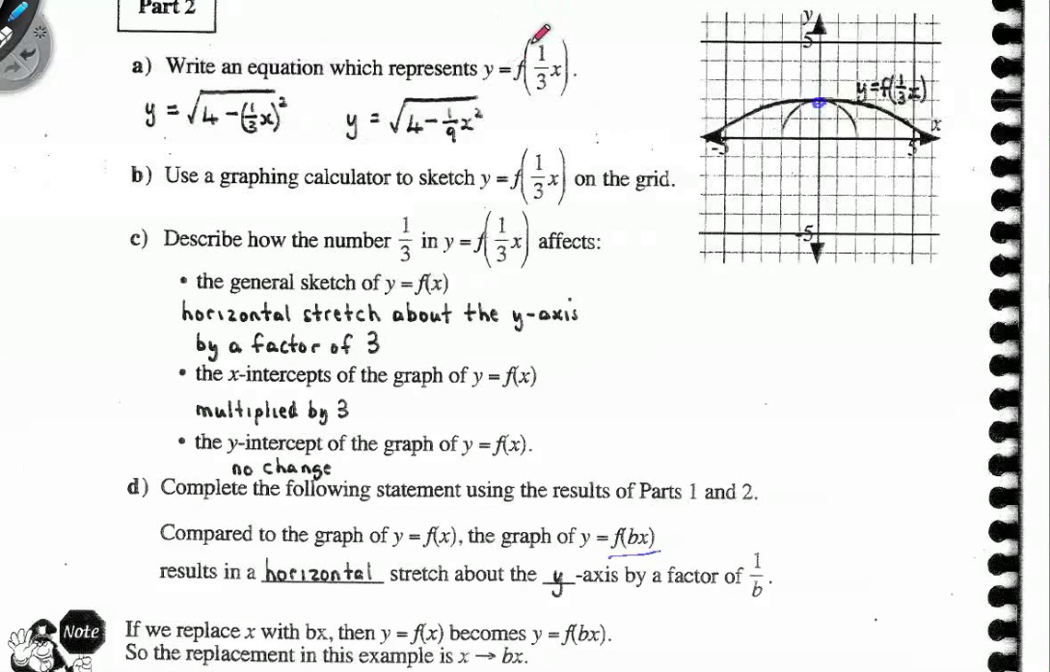If this had been a 3, it would have, in a sense, compressed it. It would have been a stretch by a factor of 1/3. So if we replace x with bx, then this function becomes this function. The replacement in this example is just x goes to bx. Replacement terminology.